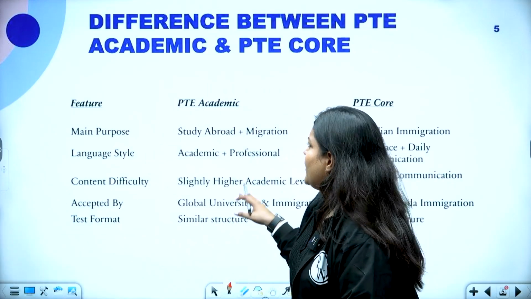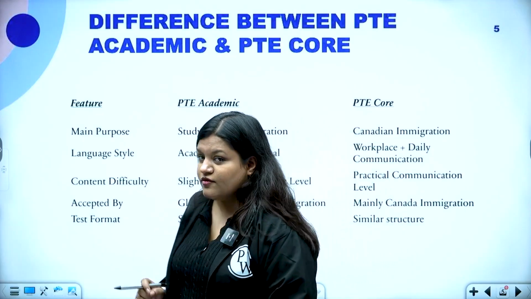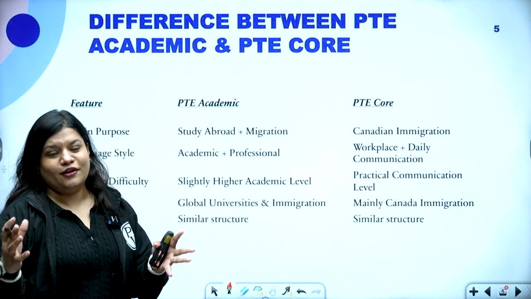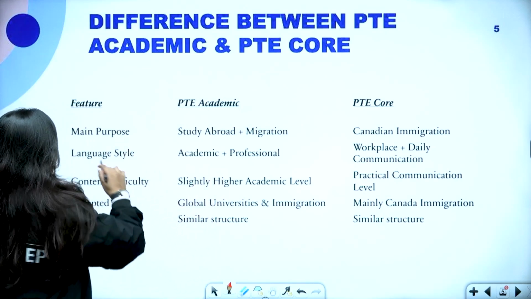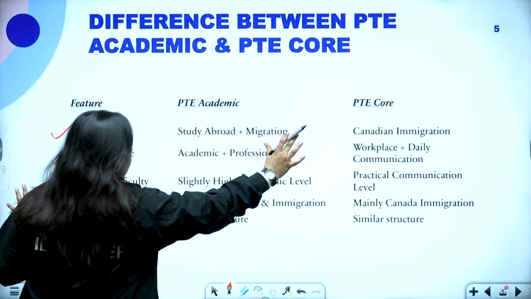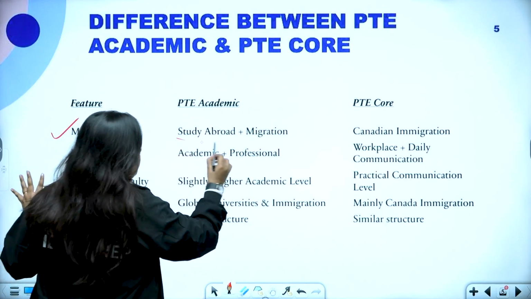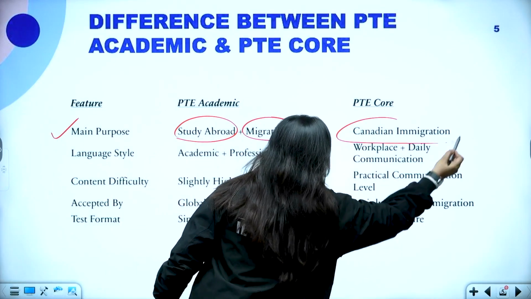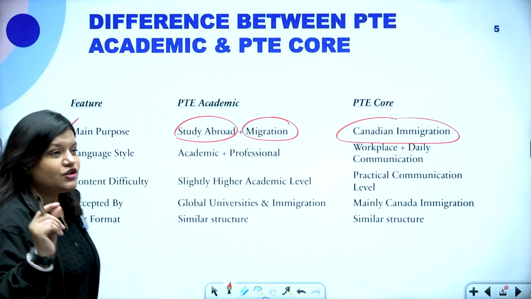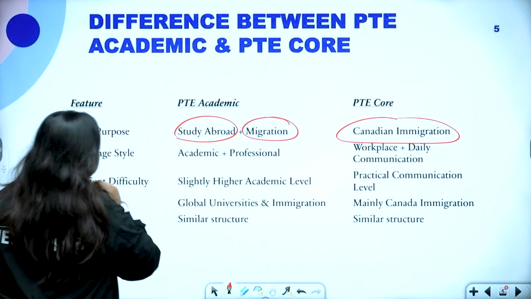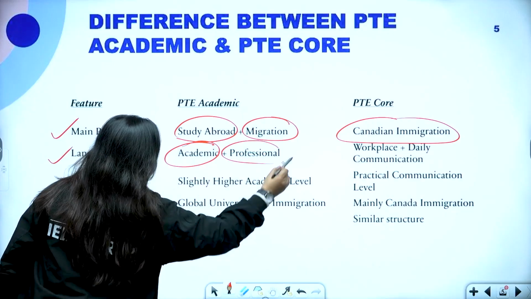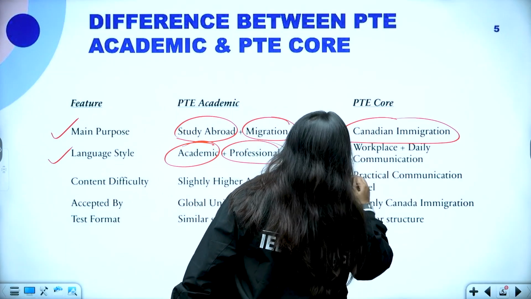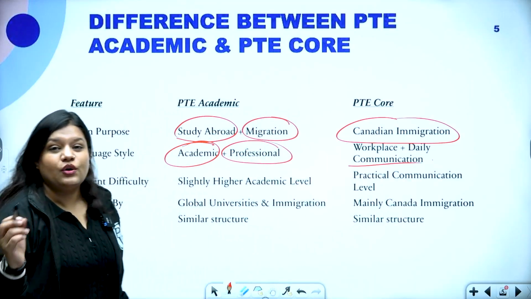Now, the next thing is the difference between PTE Academic and PTE Core so that things become crystal clear for you guys. The main purpose of the PTE Academic examination is majorly study abroad and migration, while for PTE Core it is Canadian immigration. Let's talk about the next one, that is language style. It is academic and professional for PTE Academic, while workplace and daily communication is dealt with by PTE Core.